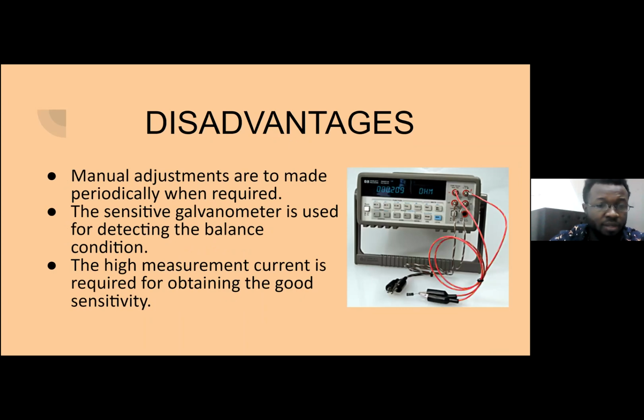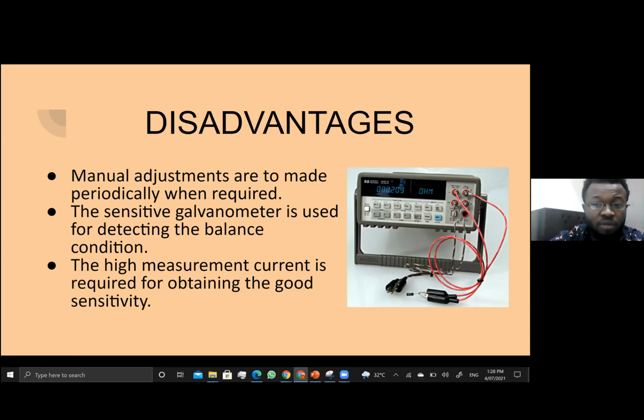And we have 3 disadvantages of this system. One is that manual adjustments have to be made periodically when required. In the Kelvin bridge as well, a sensitive galvanometer is used to detect the balance condition. And a high measurement current is also required to obtain good sensitivity.